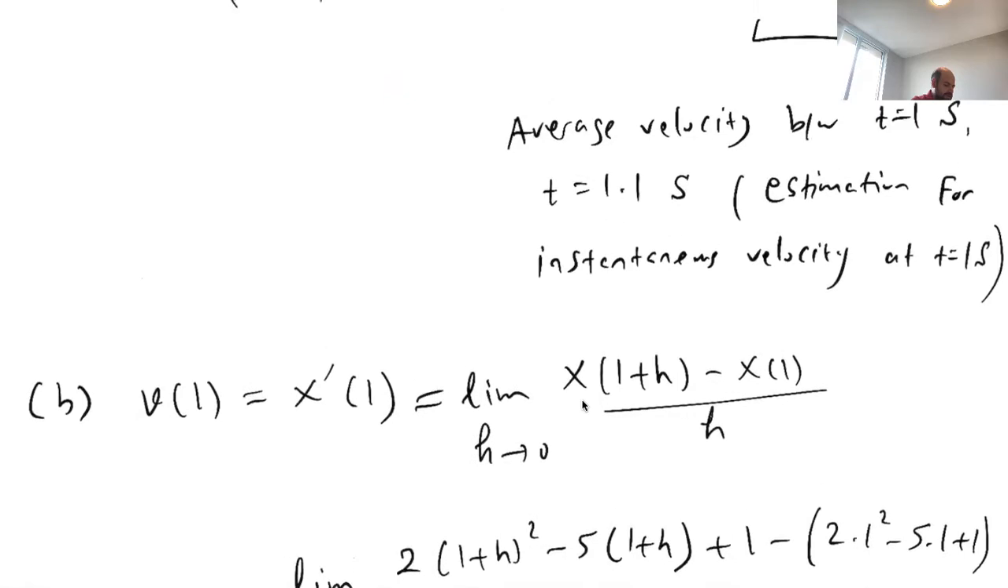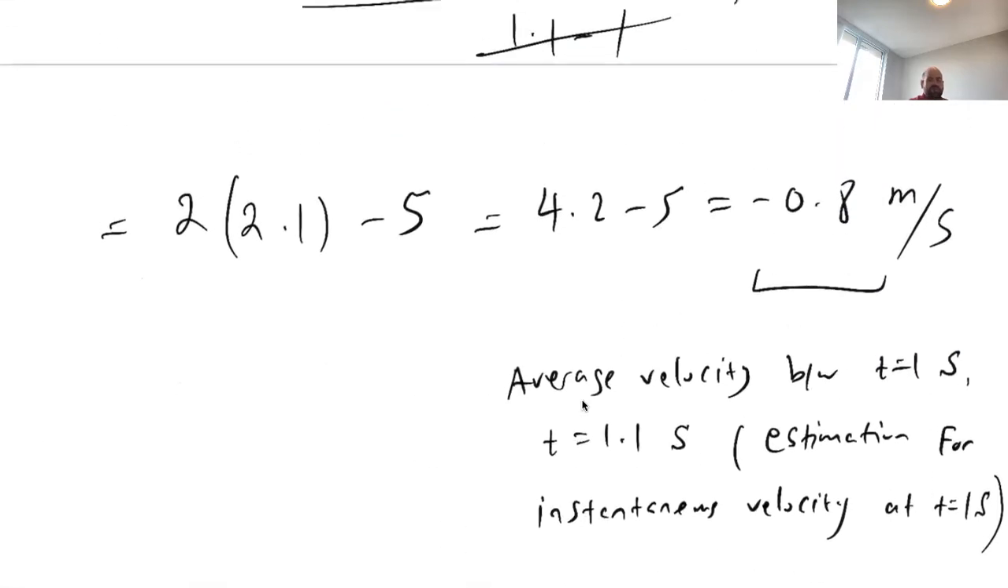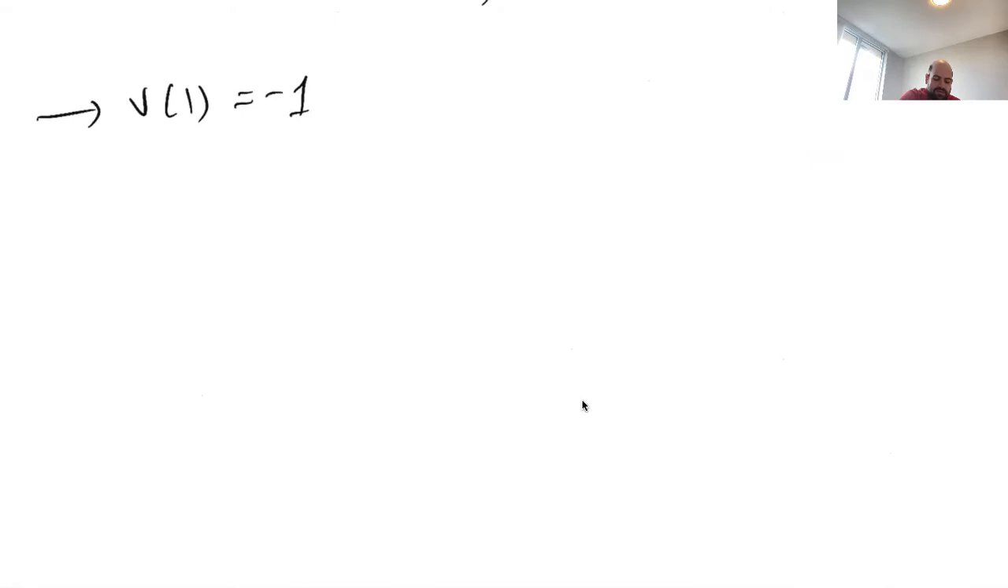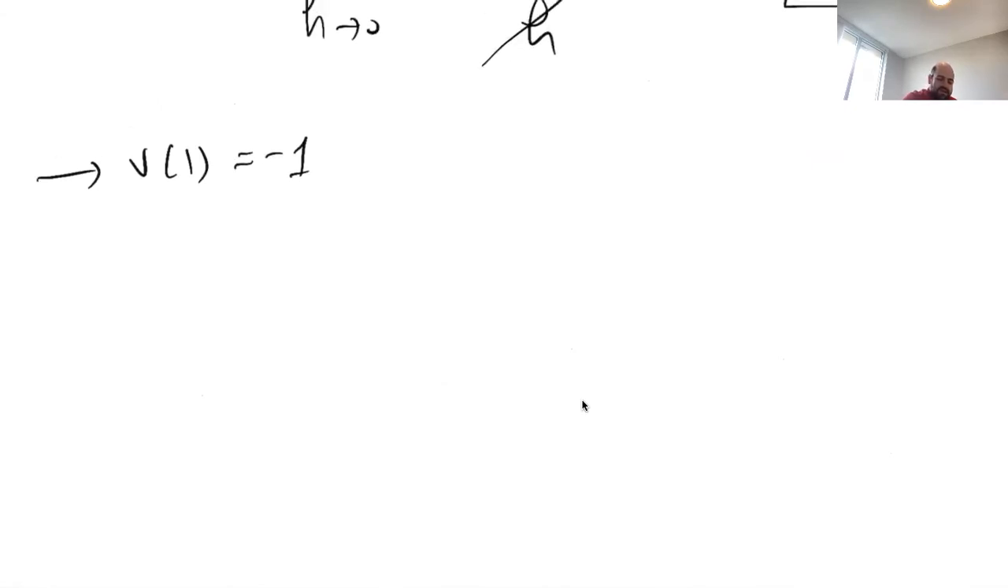Which is consistent with what we got in part A. We got that minus 0.8 is an estimation for the velocity at t equals 1. In part B, we can see that velocity at t equals 1 is minus 1. So it makes sense that minus 0.8 is an estimation for this value.